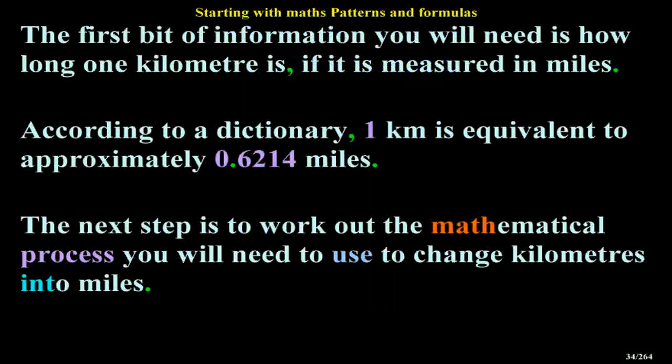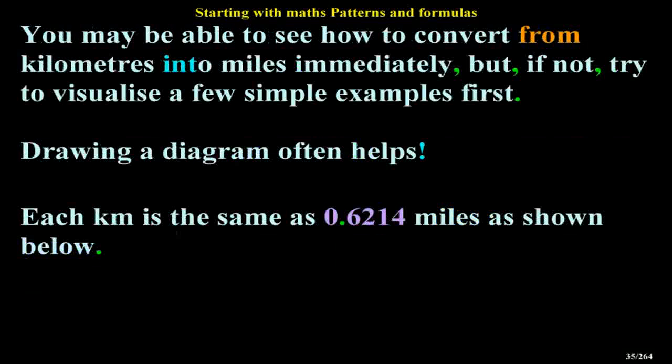Figure 6. The first bit of information you will need is how long 1 kilometer is, if it is measured in miles. According to a dictionary, 1 kilometer is equivalent to approximately 0.6214 miles. The next step is to work out the mathematical process you will need to use to change kilometers into miles. You may be able to see how to convert from kilometers into miles immediately, but, if not, try to visualize a few simple examples first. Drawing a diagram often helps. Each km is the same as 0.6214 miles as shown below.